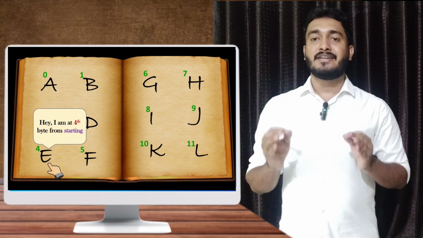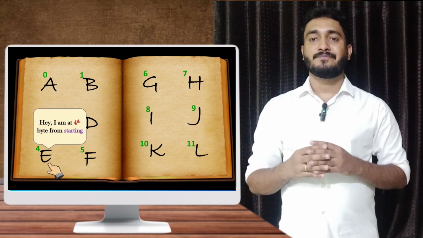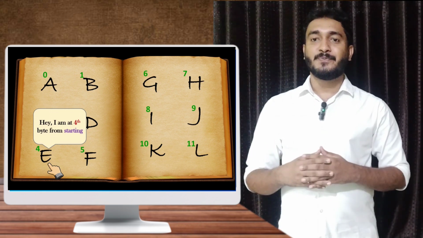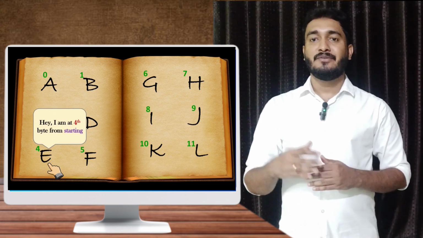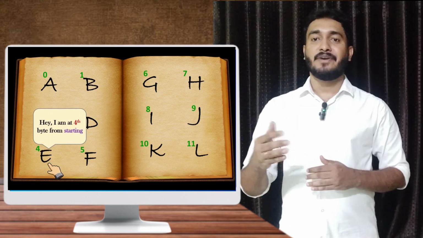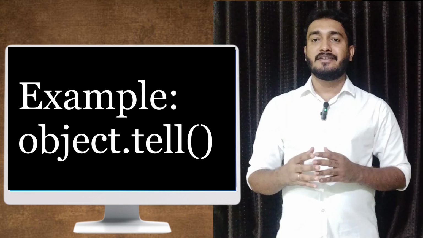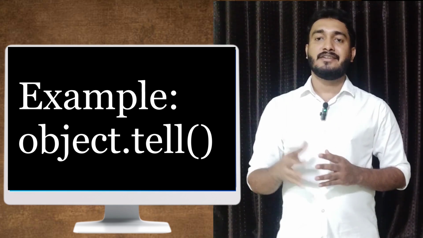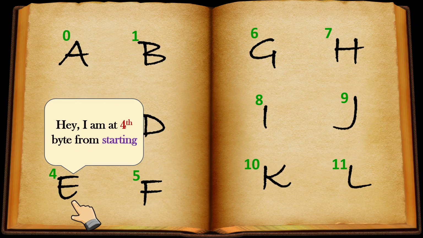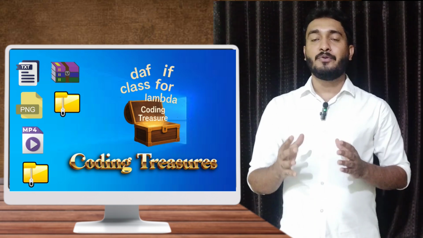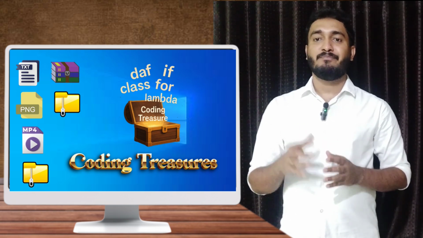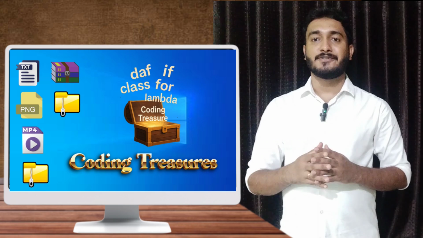That's what the tell method does. So the tell method tells you the current position of the file pointer inside a file. Look at the example here. In this example, the tell method returns an integer value 4 because the file pointer is at the 4th byte from the beginning. Now, how do we move the file pointer from the beginning of the file to the 4th byte?